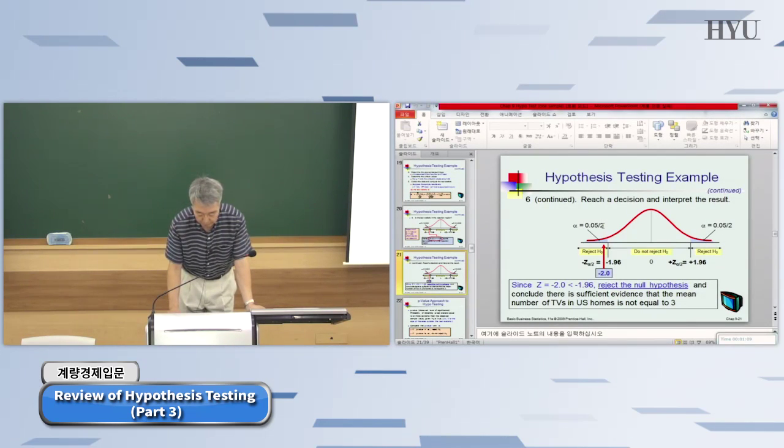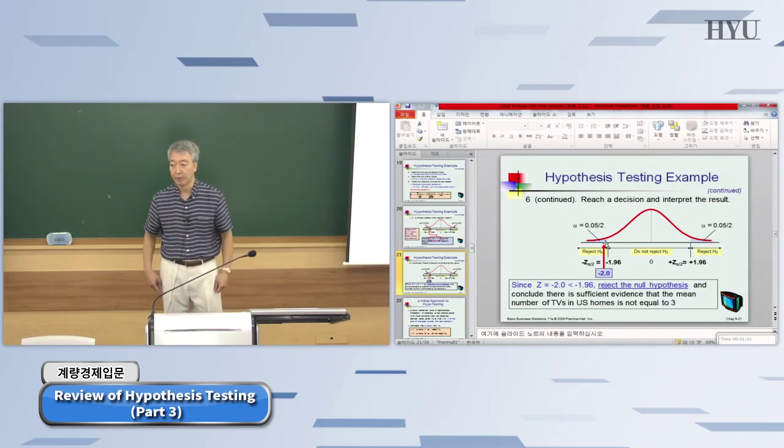And then you calculate your test statistic. And anytime your test statistic falls within the rejection region, like here, apparently your test statistic came out to be negative 2.0, and that falls right here in the lower tail rejection region. Then you're going to reject the null hypothesis.